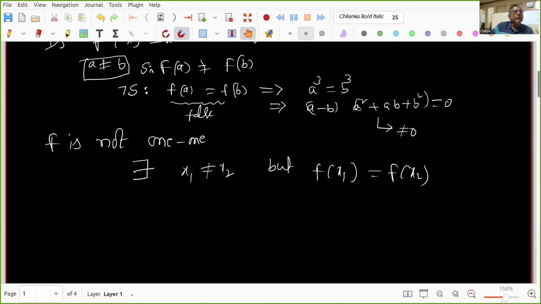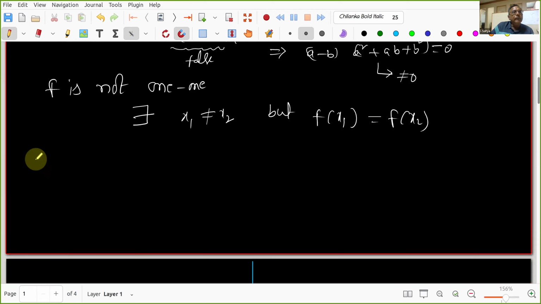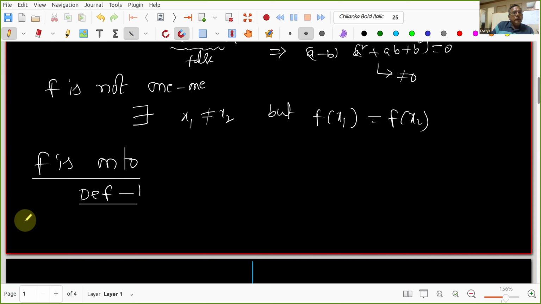I hope all of you are clear with this. Now we'll go to the other thing. So f is onto. When we say that f is onto, again there are two definitions you were told yesterday. Definition one is that given any y in Y, where Y is the codomain, there exists x in X such that f of x equals y.